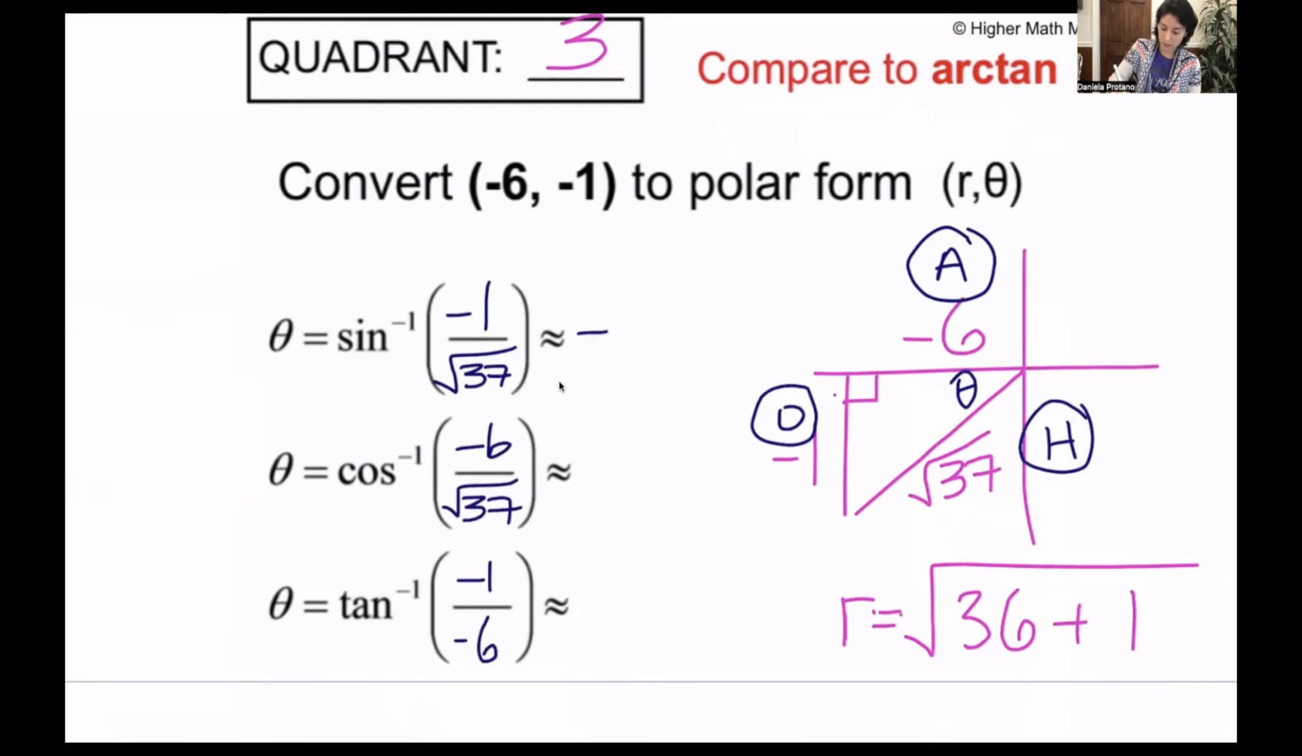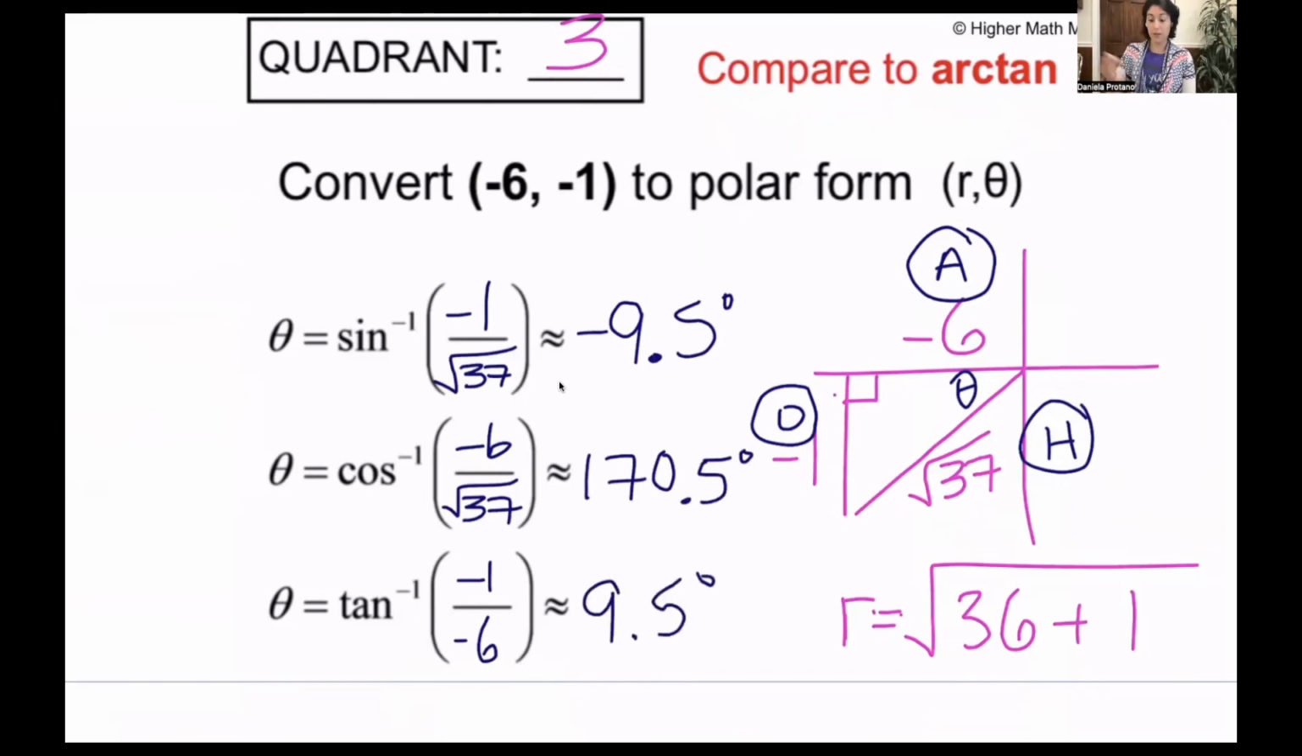again, let's see what's going on. Here we'd get negative 9.5 degrees for the arcsine. Our cosine would give us 170.5 degrees. And 9.5 degrees would be for the arctangent. Okay, so again, this would make sense because of the restrictions, but anyway, negative 9.5 degrees, that is in quadrant 4. Oh, that wouldn't work because we're in quadrant 3.